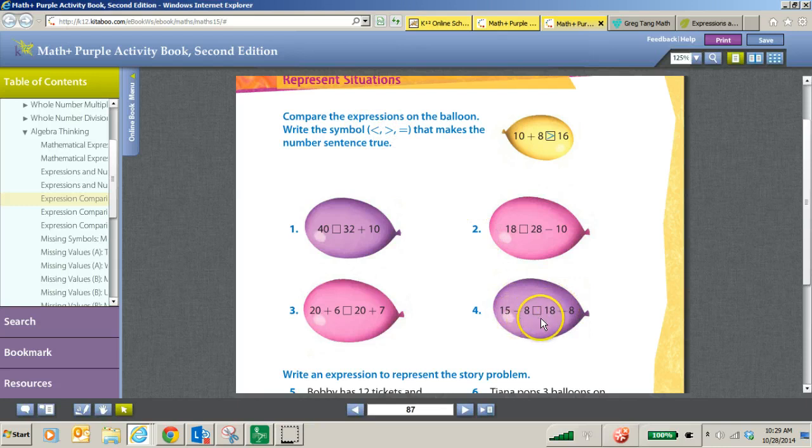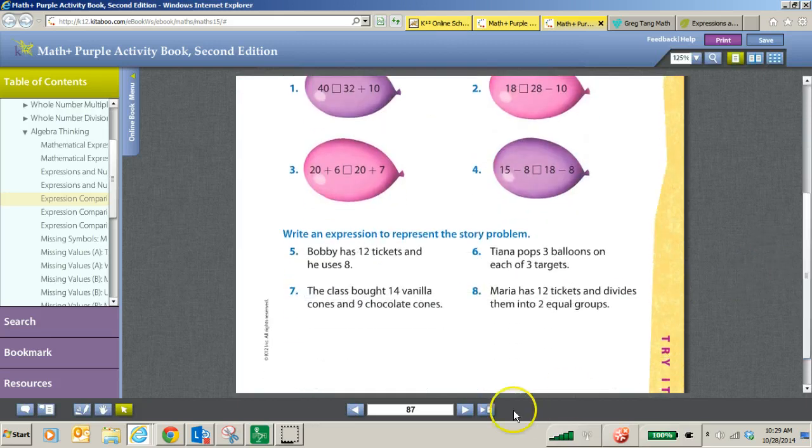Here we have an equation. So is this equation or expression on this side the same as, greater than, or equal to the expression on this side? Now we're going to write expressions to represent the story problems. Bob has 12 tickets and he uses 8 of them.